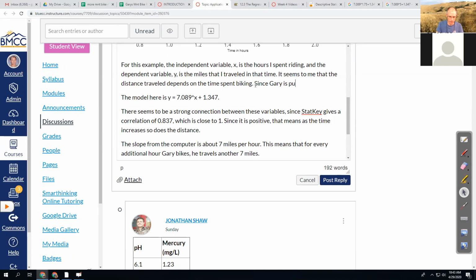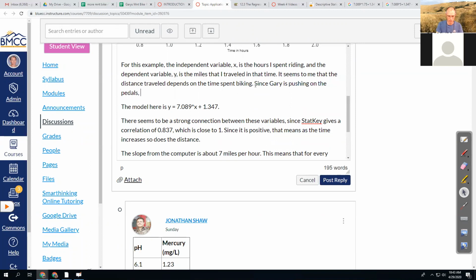Pushing on the pedals causes it to travel a certain number of miles. Okay, so again, just because there's a mathematical relation, that's correlation, doesn't mean there's a physical cause behind it.